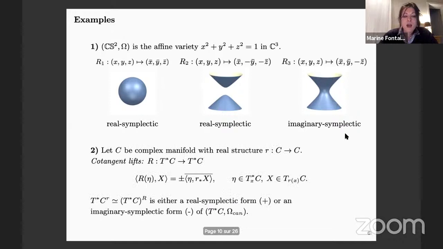Another example, if we want to talk about dynamics, is cotangent bundles. So the cotangent bundle of a complex manifold is also a complex manifold. It's symplectic with the canonical symplectic form. And if you take a real structure on C, you can lift it to the cotangent bundle such that it becomes a real symplectic structure. So the lift is defined in a real way, but it has to be anti-holomorphic. So you take the conjugate here and you can choose signs. And depending on which sign you choose, the fixed point set that I wrote here is a real symplectic form of the cotangent bundle. And you can identify it with the cotangent bundle of the fixed point set of little r. So this is a way to obtain real phase spaces in complex phase spaces.